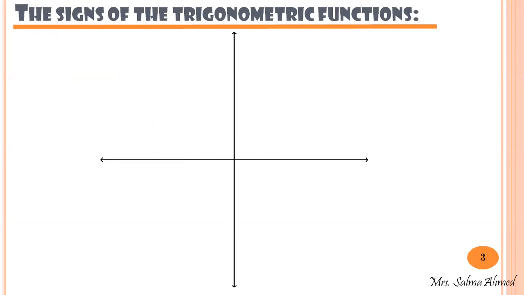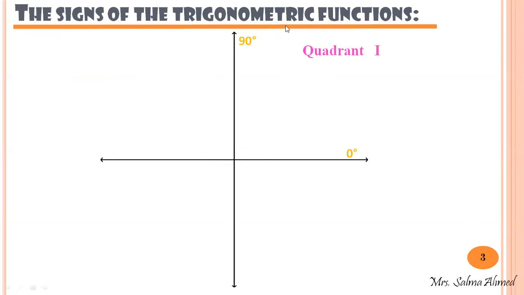Here we have two number lines. One is horizontal, which is the x-axis, and one is vertical, which is the y-axis. If I start from the positive side of the x-axis, it's 0 degrees. If I move to the one perpendicular to it, which is the positive side of the y-axis, it's 90. Any angle that lies between 0 and 90 will lie in quadrant 1.